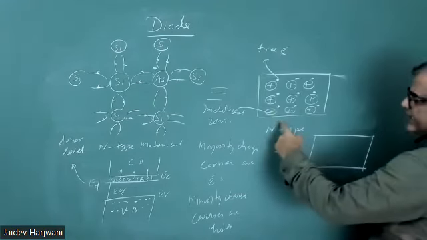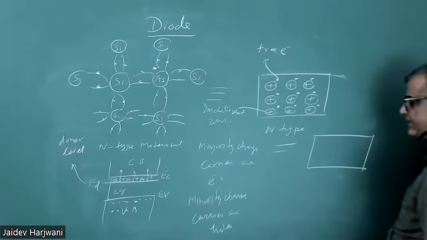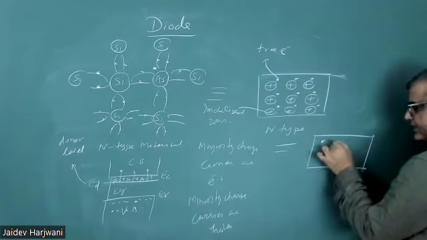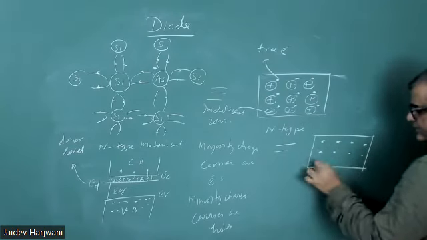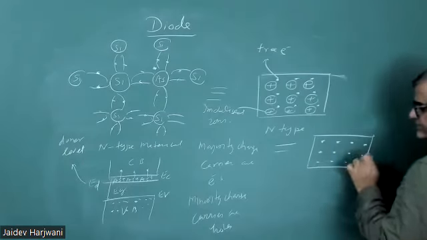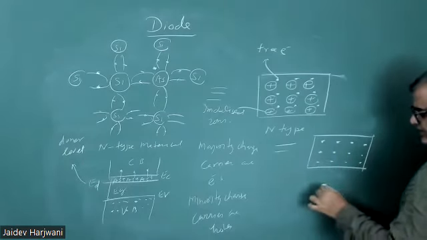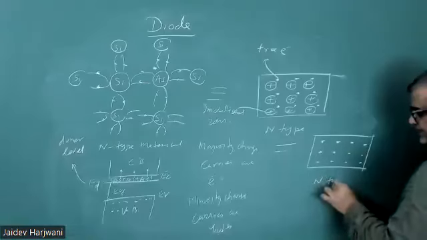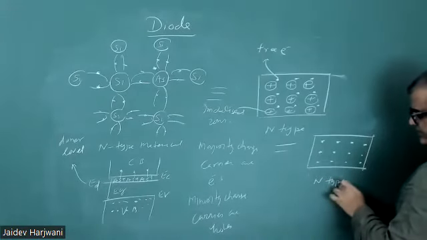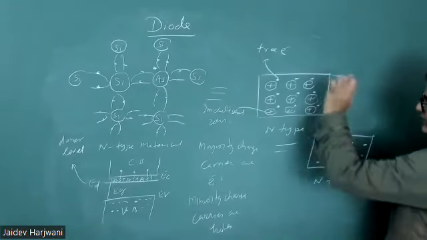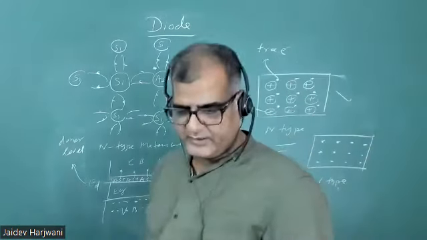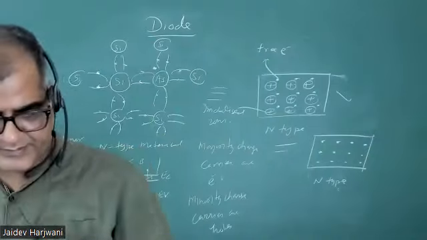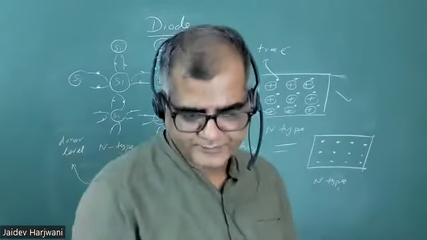Now similarly, you can represent n-type material by this type of schematic, or you can represent n-type material by just showing the presence of majority charge carriers. Either you represent it like this, or like this. This is a standard way of representing any n-type material. Clear? Yes, sir.